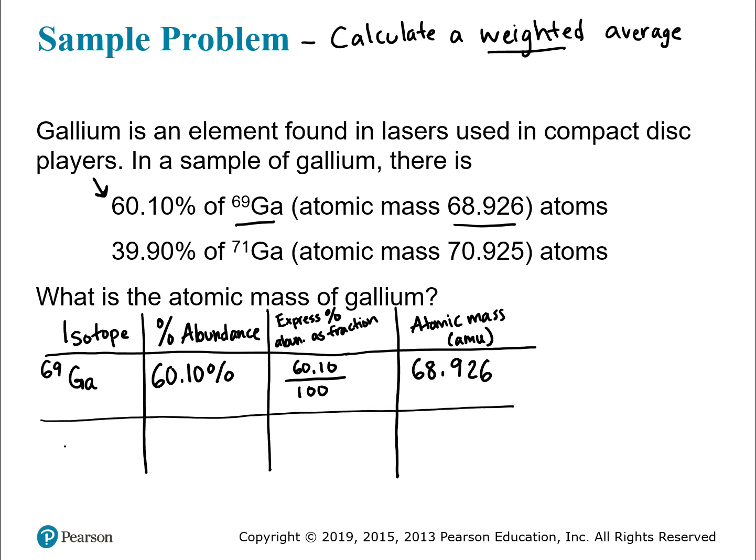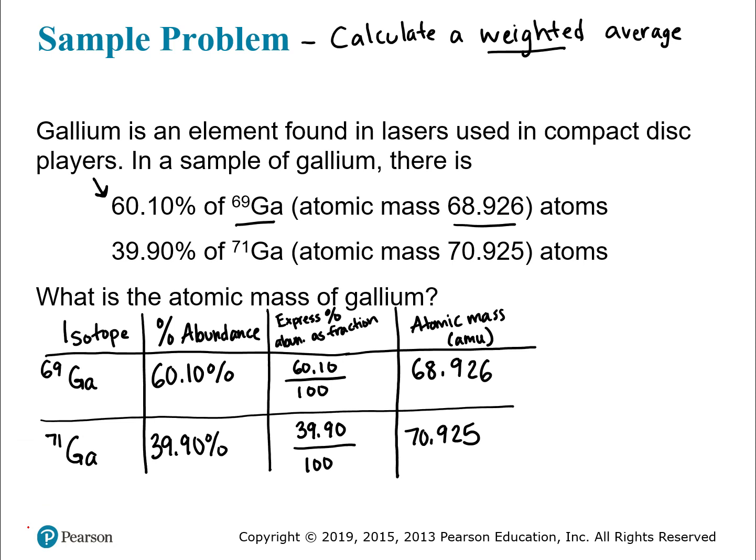The second isotope is gallium-71. Its percent abundance from the problem, and we express that as a fraction out of 100. And we're setting this up so that when we go to do our math, it's really easy. So here's our table organizing everything.